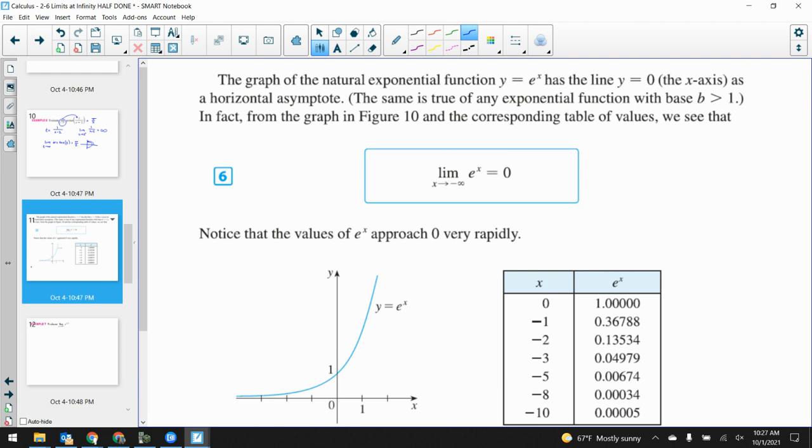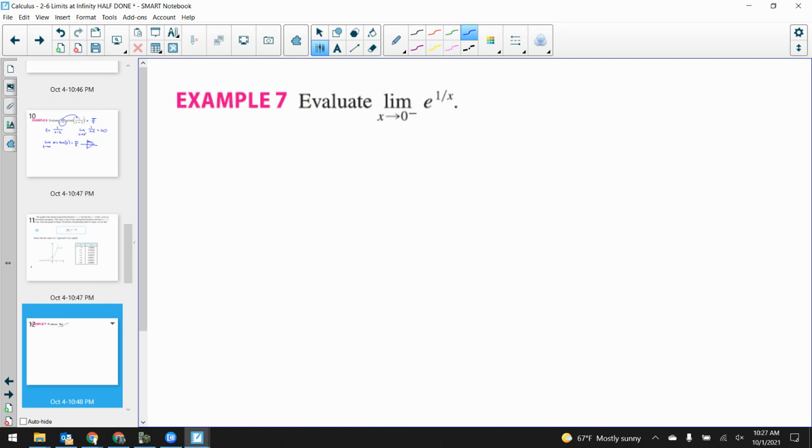Okay, let's use that here. Evaluate the limit as x goes to zero from the negative direction of e to the 1 over x. Do you see again how we've got a function within another function? I've got a 1 over x within an exponent. So what I'm going to do here is say, well, then t's got to be 1 over x.